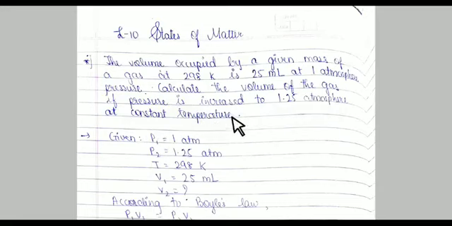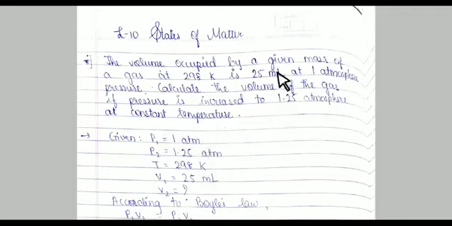So, what is the question actually and what is the given actually? The given is the volume of a given mass of a gas at 298 Kelvin. Kelvin is the unit of temperature, so temperature is 298 Kelvin. 25 milliliter is the unit of volume, so V1 is 25 ml. 1 atmosphere is the unit of pressure, so P1 is equal to 1 atmosphere.